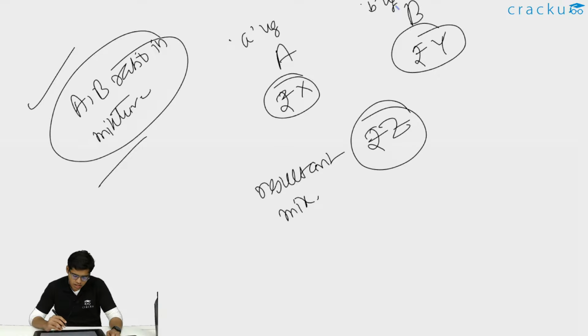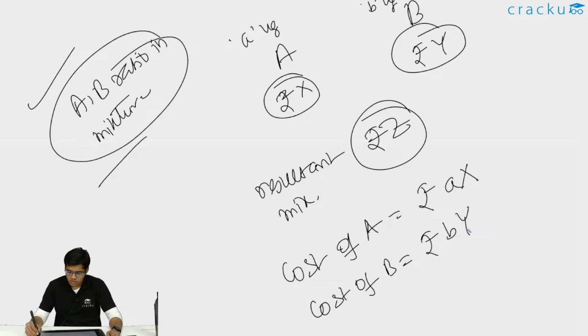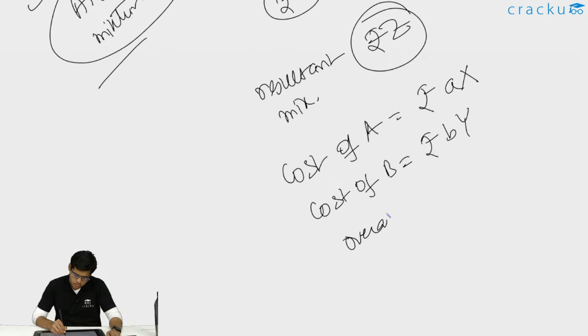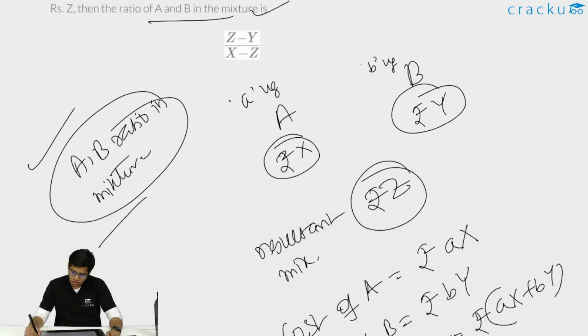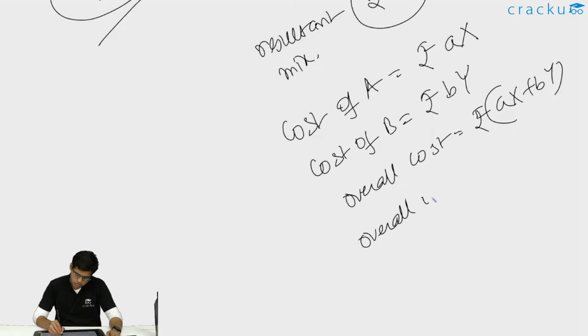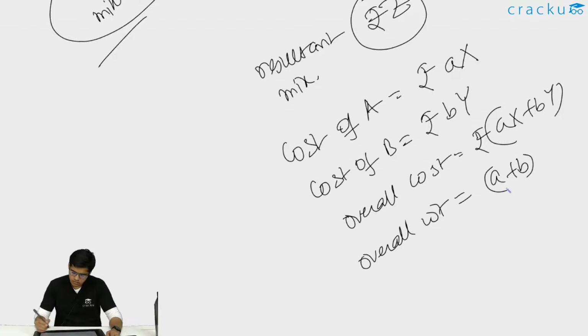right? If A kg of A is taken and B kg of B is taken, so the total cost of A will be rupees AX. Similarly, the total cost of B will be rupees BY. So what is the overall cost? Overall cost is rupees AX plus BY, right? This is the overall cost. And what will be the overall weight? Overall weight will be A plus B, right?